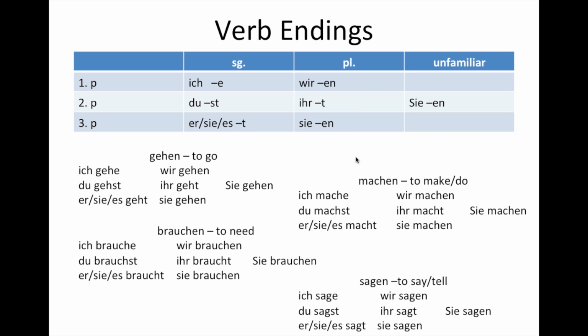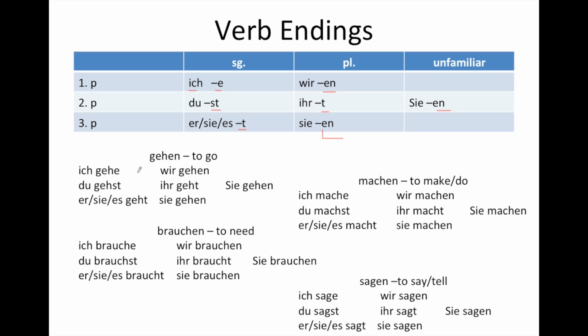So the 2 elements that we have to have in any sentence in German is a subject and a verb. And depending on what our subject is, our verb will have different endings. So if our subject is ich, our verb will have to end with an e. If our subject is du, our verb will have to end with an st sound. If our subject is er, sie, or es, our verb will have to end with a t. If our subject is wir, our verb will have to end with an en. If our subject is ihr, with a t, sie, en, and Sie, en.